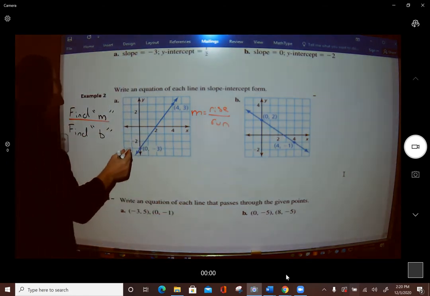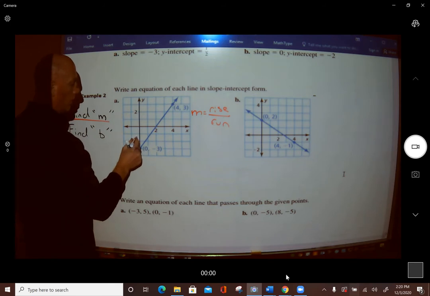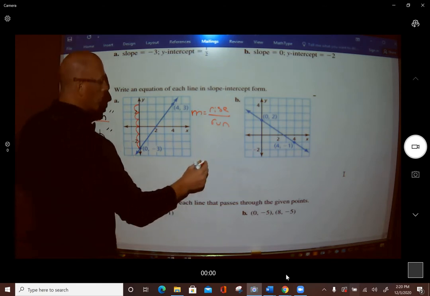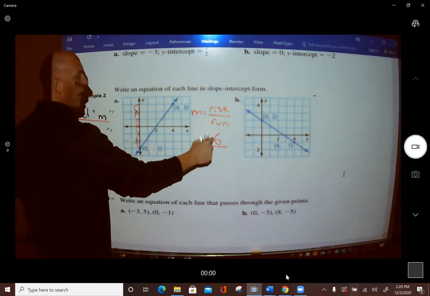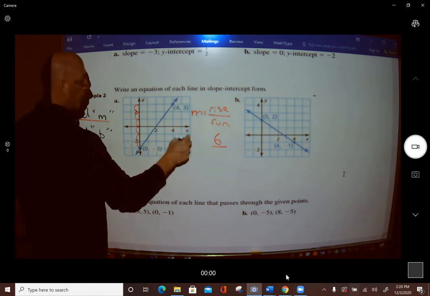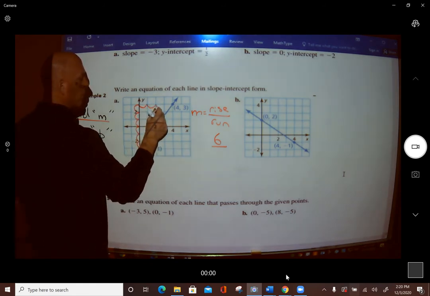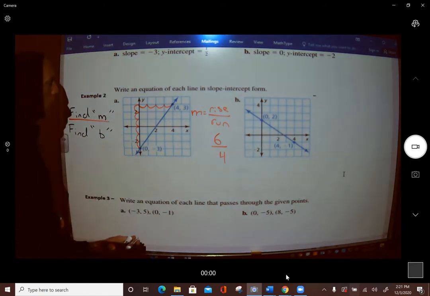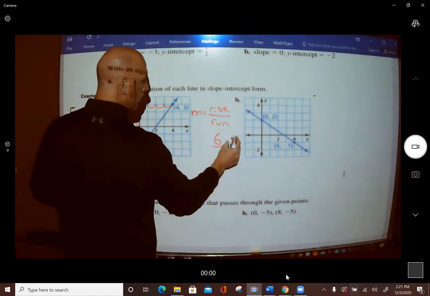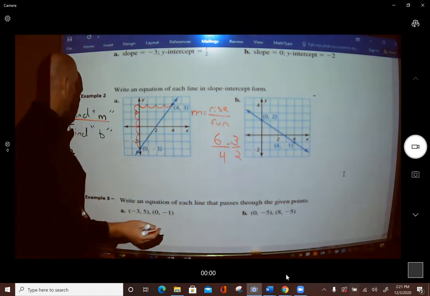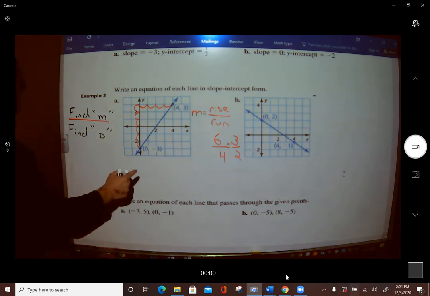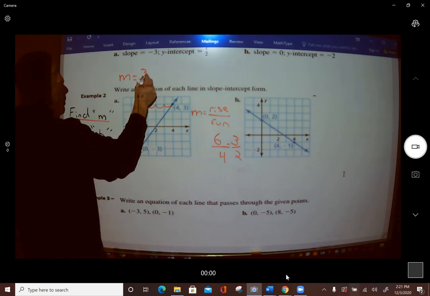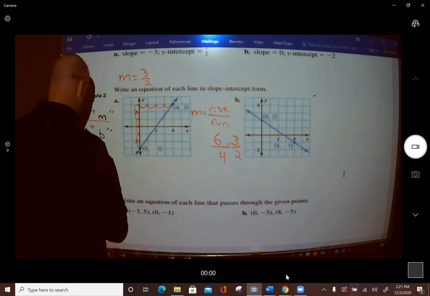So you pick one lattice point. I'm going to start from this one. I'm going to go up 1, 2, 3, 4, 5, 6. So I'm going to represent that with a +6. My rise, I went up 6. Now over, I went over 1, 2, 3, 4. My slope is 6 over 4, but we want to reduce that down to 3 over 2. So now we're halfway done. We found our m. So just like up there, when we knew what they were, I'm going to mark that. My m equals 3/2.